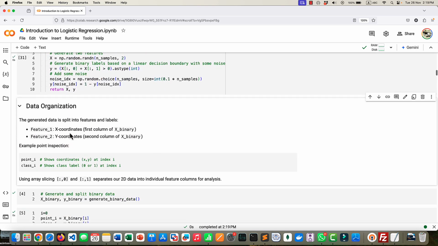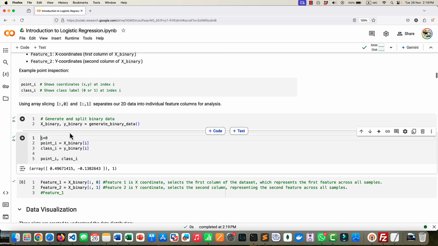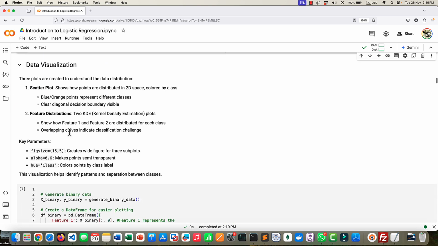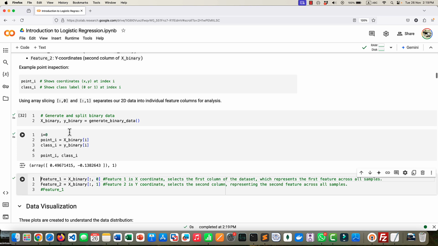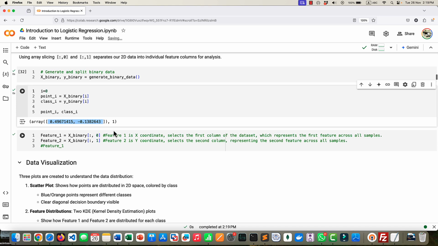You can run the notebook with me. So we will generate binary data, and this binary data will represent two features, X and Y, and one outcome. Okay, it's a very simple example that we create here. Look, so this array represents the input features, X and Y, and this is the output, either 0 or 1.